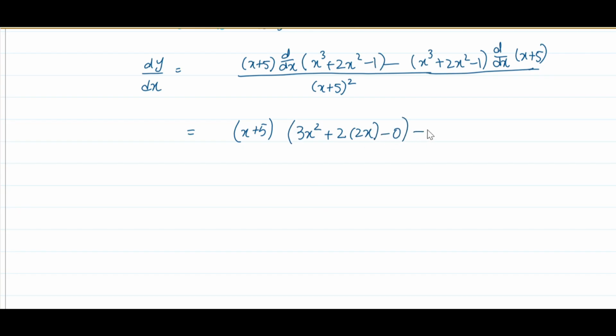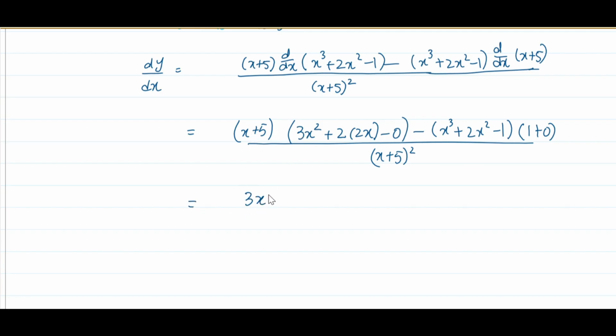In the second part, x cube plus 2x square minus 1 as it is, and the derivative of this will be 1 plus 0, and the denominator function will be as it is, of course. And now it's time to simplify, so x times 3x square will be 3x cube, 4x square, and 15x square, and this will be 20x. Minus, multiply inside with every term, so change the signs, and the denominator term as it is.